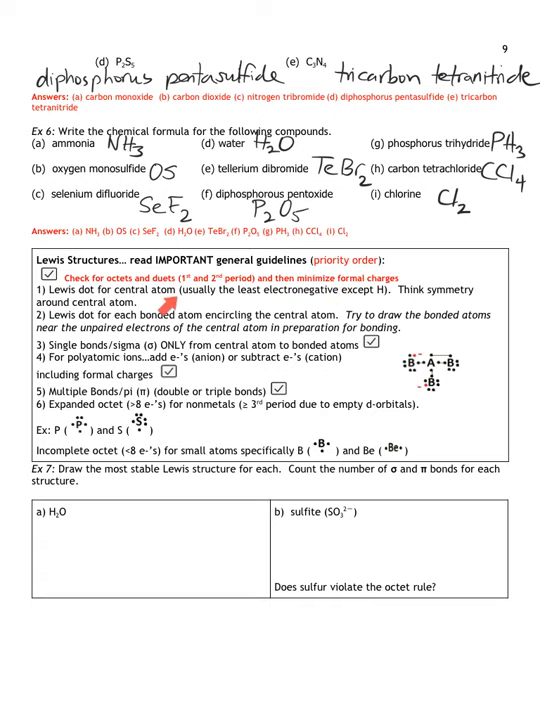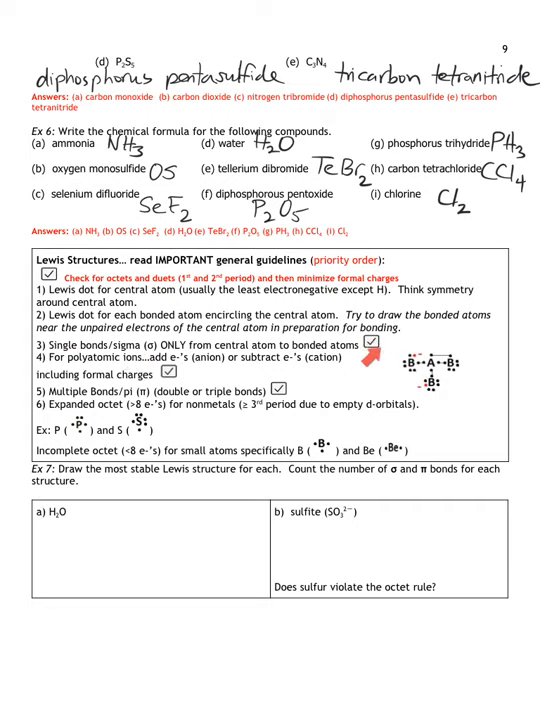So the first thing you want to do when you draw a Lewis dot is always start with the central atom. Usually it's the least electronegative, except for hydrogen. In other words, hydrogen is never a central atom, okay? Think symmetry around the central atom when you're drawing. You draw the Lewis dot for each bonded atom encircling the central atom. Try to draw the bonded atoms near the unpaired electrons of the central atom in preparation for bonding. And then step 3 says to single bond, making what is called a sigma bond. Single bonds are sigma bonds, only from the central atom to the bonded atoms.